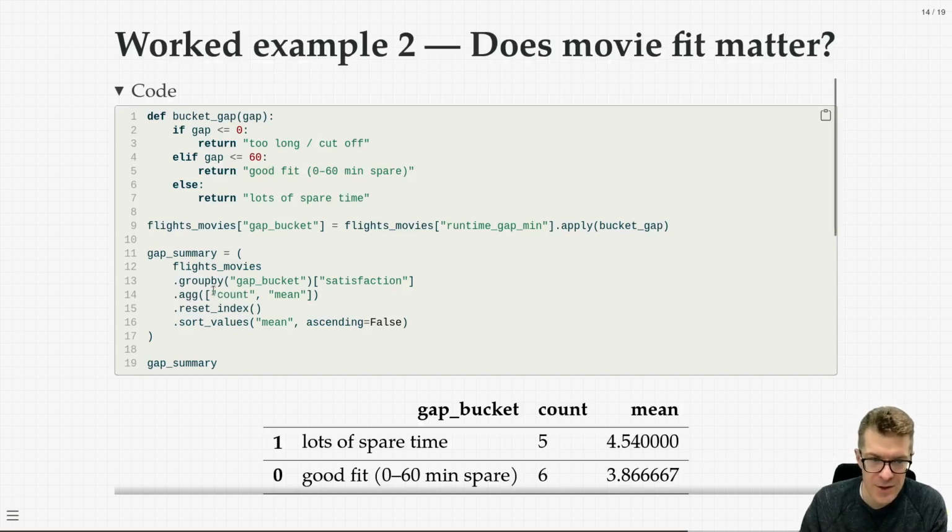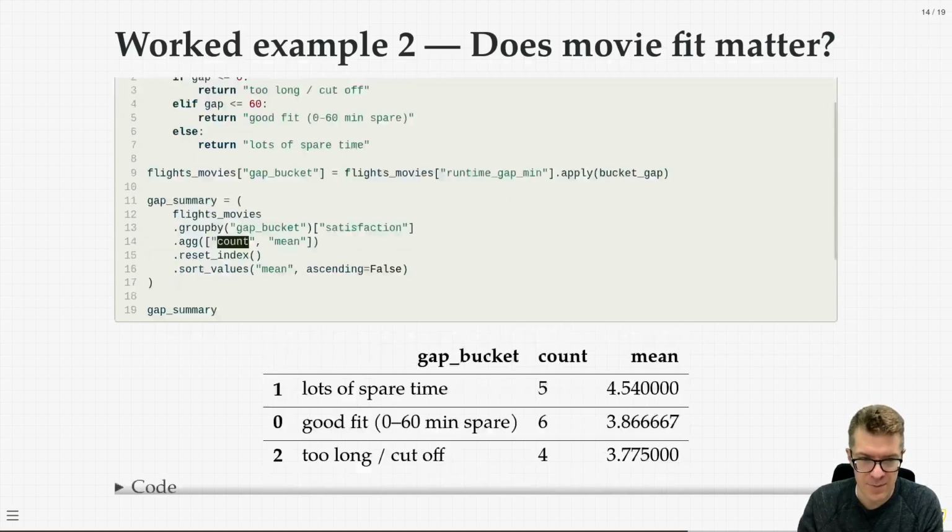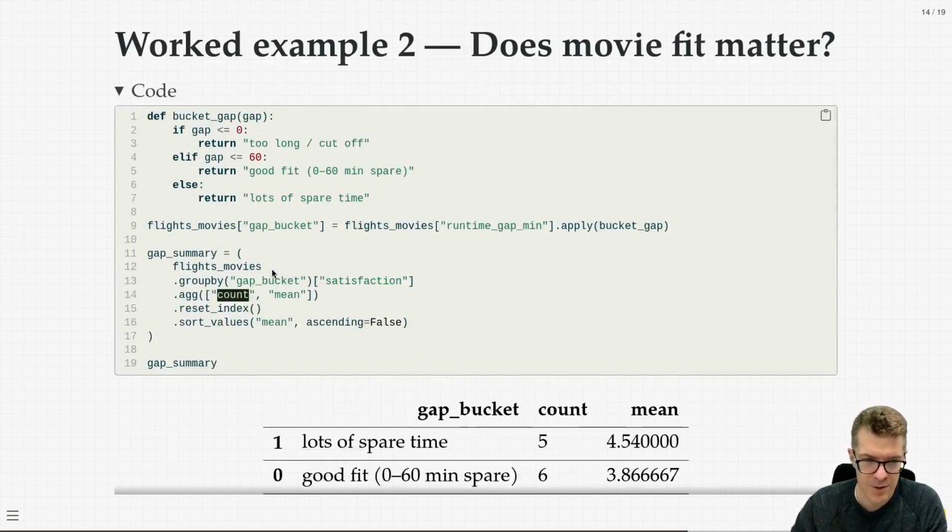So count is one of the possible aggregations. Just count the number of instances of data in that bucket, in that group. And mean is take the average score among those elements. I can take the mean here because satisfaction is a number, so you can take a mean of a number.